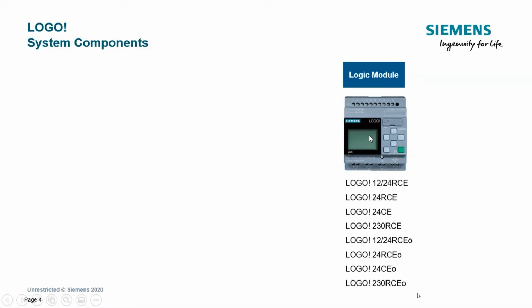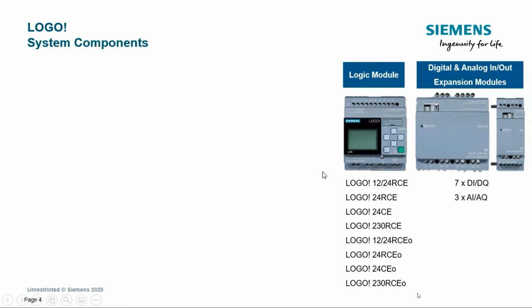So it has a display, it has buttons, it has digital inputs, it has digital outputs, it can have analog inputs. So it can do a full application. But in case it is not enough and we need more inputs and outputs, of course we have several digital and analog input and output expansion modules that we will also have a closer look at.